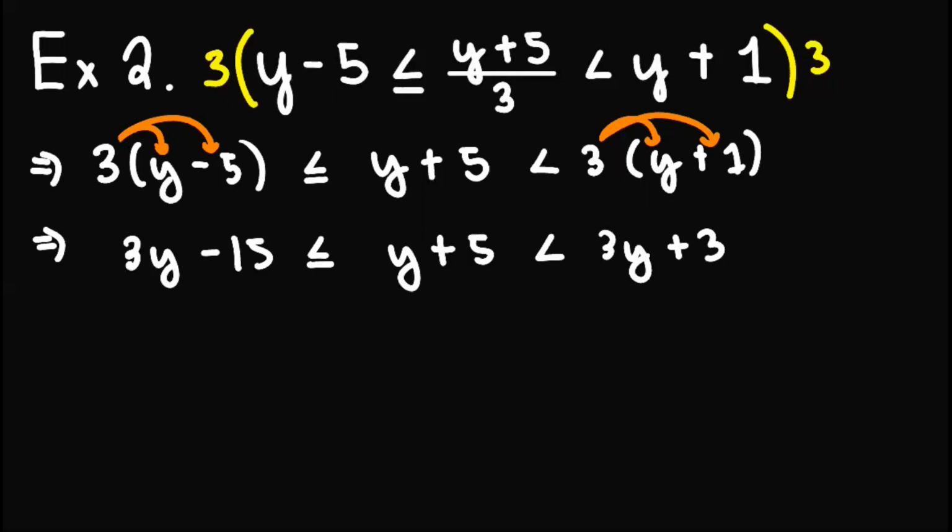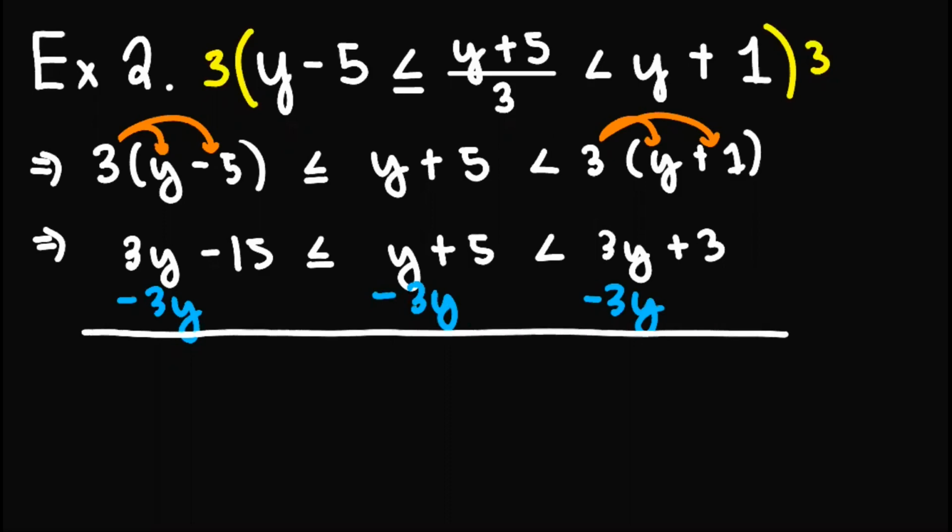From here, again, our goal is to make these sides a constant. So we need to eliminate the variable. So fortunately, since they are the same, we can subtract 3y to both sides, or to all parts of the inequality out here, including the middle, so don't forget this one. And there. So we'll obtain on the left side negative 15 is less than or equal to y minus 3y is negative 2y plus 5 is less than 3.